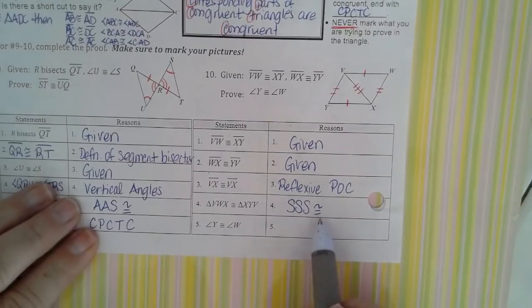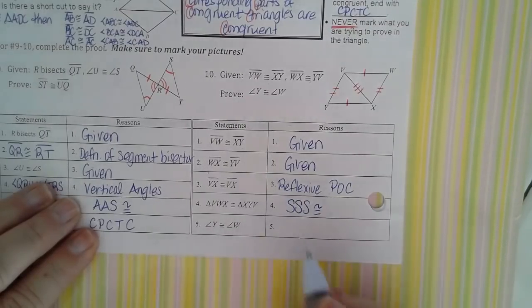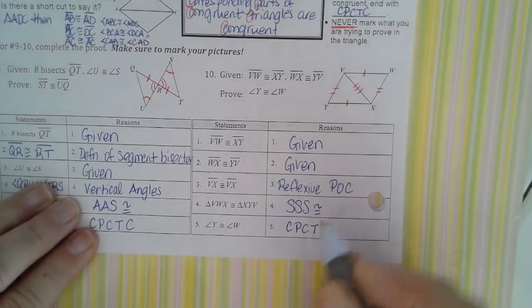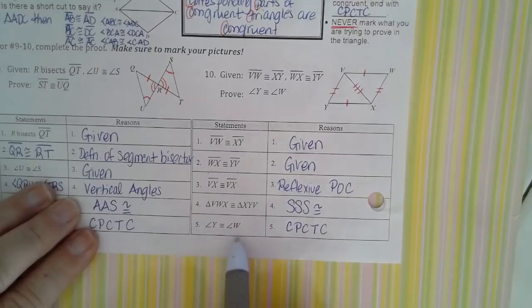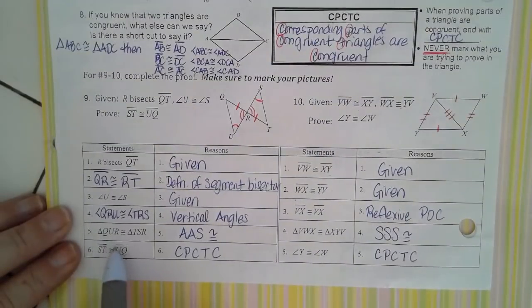Once we prove the two triangles are congruent, then we can go say their parts are. And that would be because of CPCTC. Notice we could not state this until we prove triangles. Same thing on this last one. We couldn't state this until we've proved the two triangles.